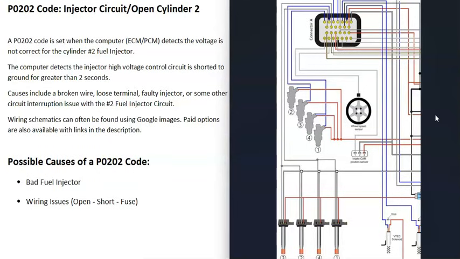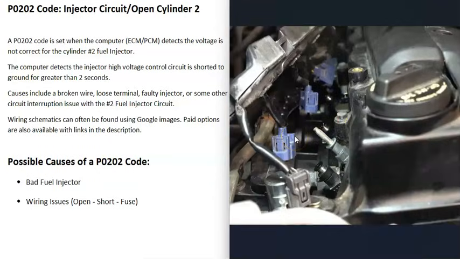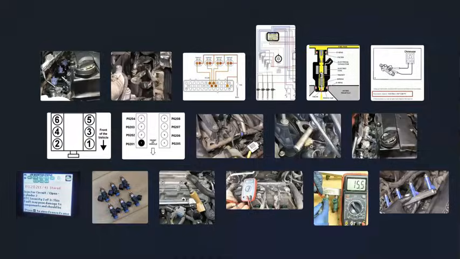But hopefully you can find them for free, because the last thing on the list that could cause this is going to be that there is some kind of wiring issue going on to that injector on cylinder number 2. And so that's basically it. I just wanted to give a basic overview of how you could go about fixing a vehicle with the P0202 code.